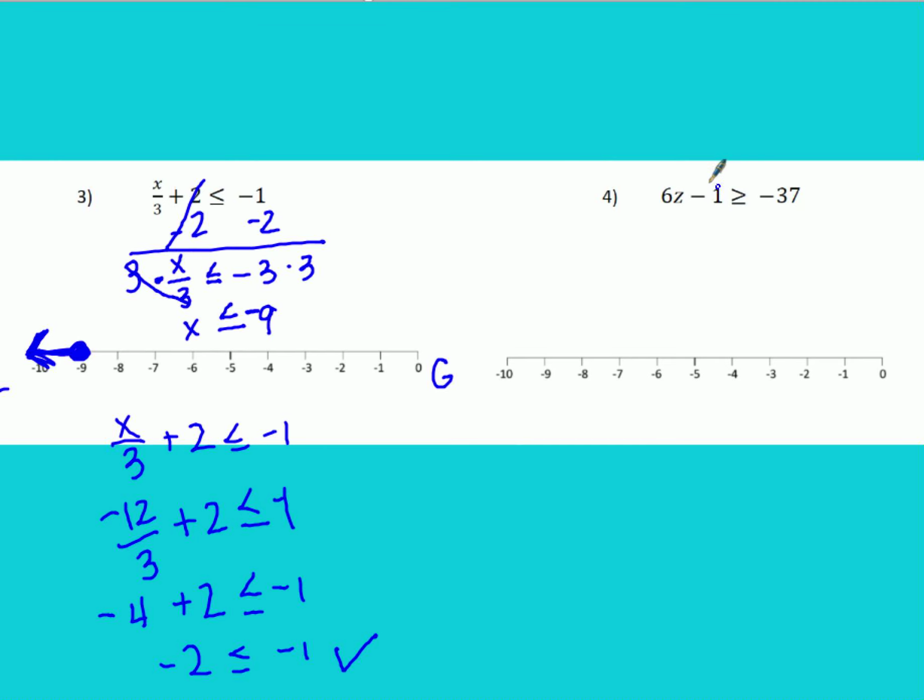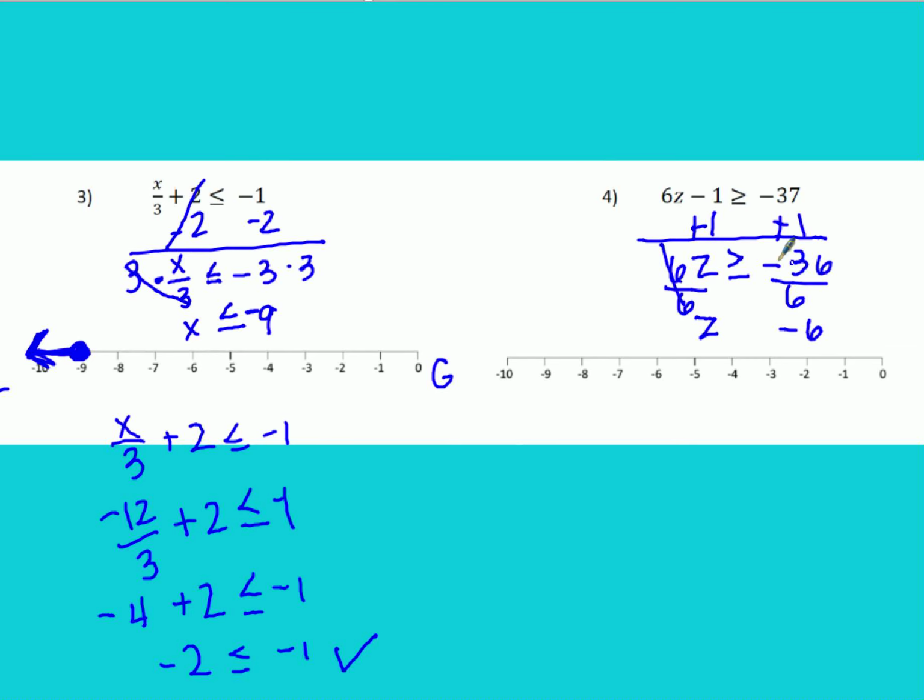Now in our last example, we have one more two-step inequality here. First thing we need to do is get rid of our constant on the side with the variable, so I'm going to add 1 to both sides. That leaves me with 6z is greater than or equal to negative 36. Now I'm multiplying z by 6, so I'm going to do the opposite and divide by 6. When I do that, I'm left with z, and then over here I have negative 6.